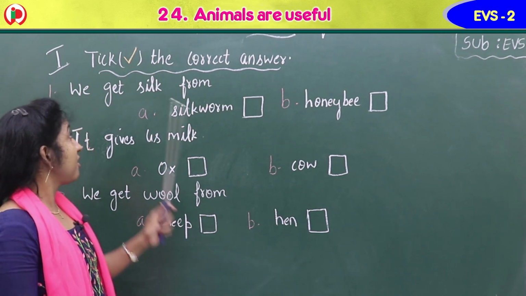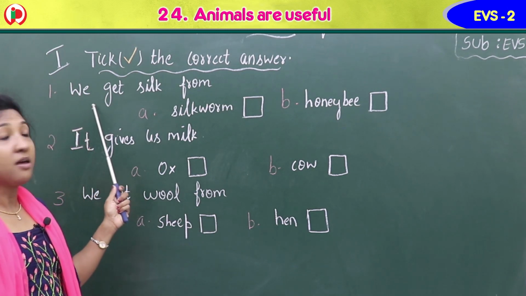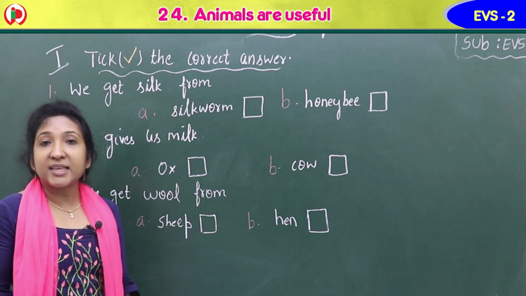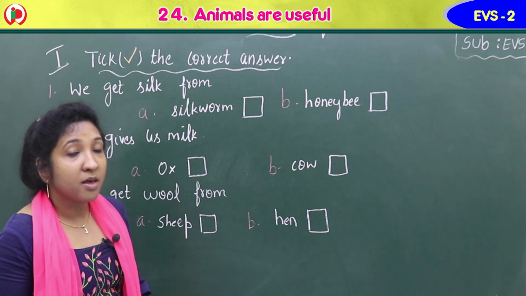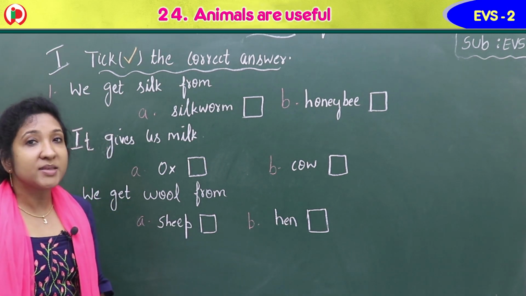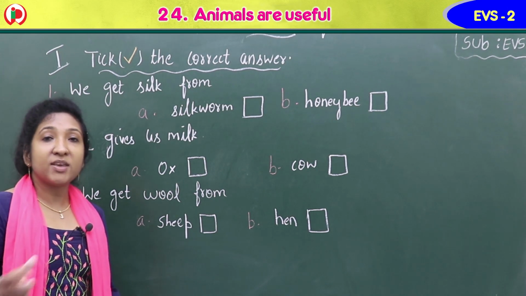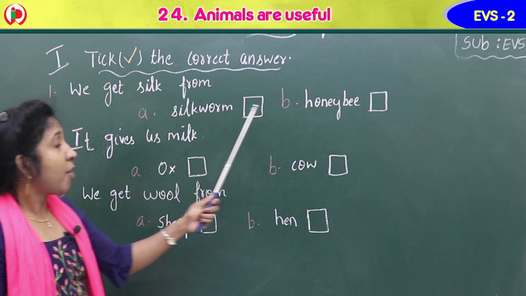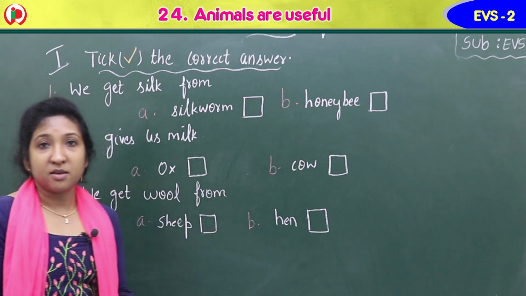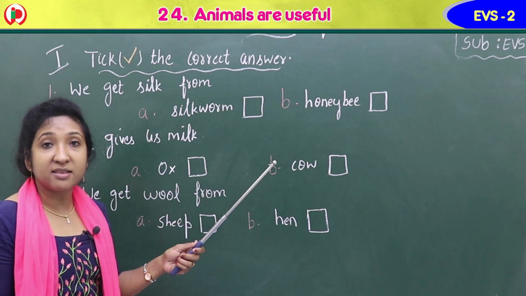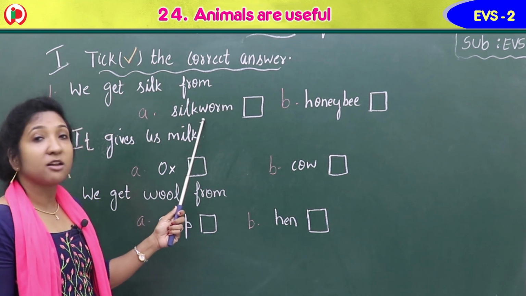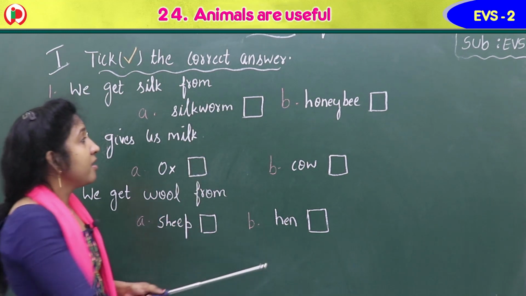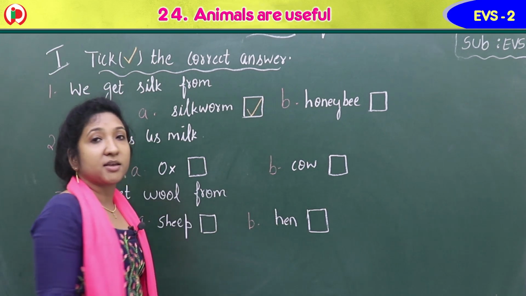Let's see the first question. We get silk from, where do we get silk? We get silk from silkworm, isn't it? And we make silk clothes out of that. Option A, silkworm. Option B, honeybee. So the correct answer is option A, silkworm. Here you can give a tick mark.